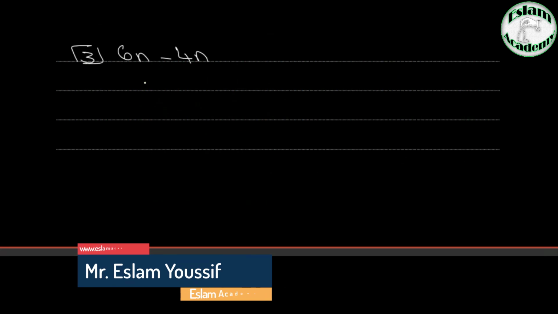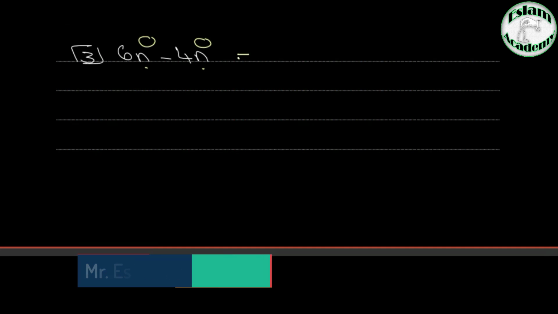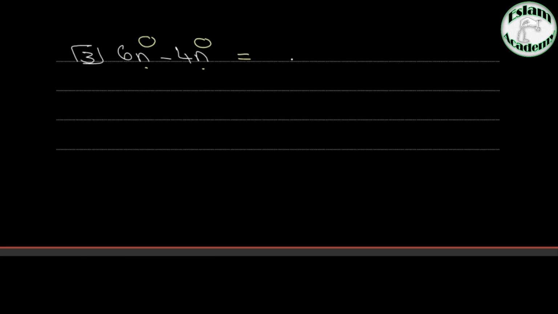Number 3. 6n minus 4n. For this one we have the variable n raised to the power 1. So we can simplify it by subtracting 6 minus 4, which equals 2, and write the variable n without any change, without changing the power.